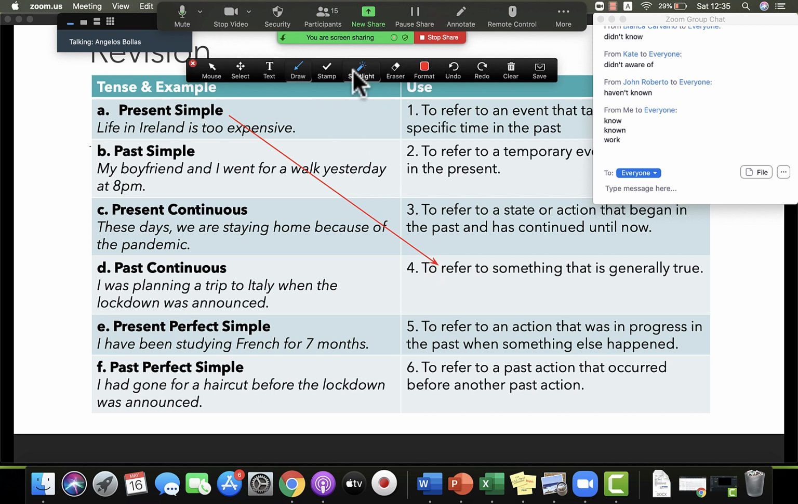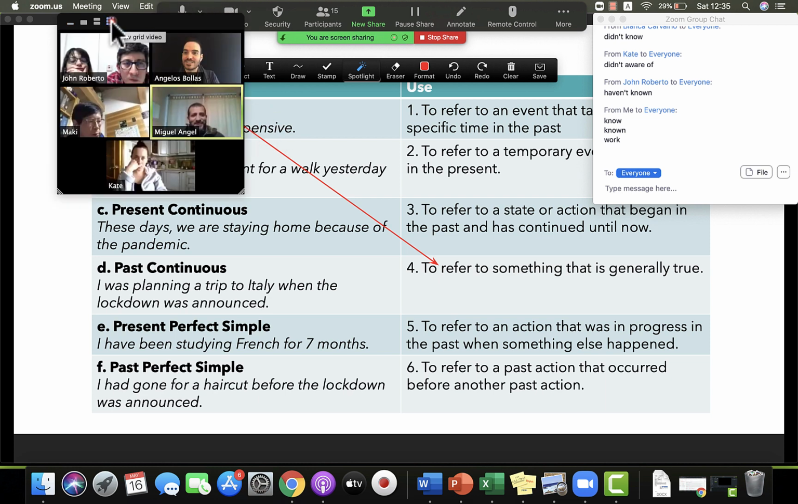Are you all based in Ireland now? No, not anymore. But you've been here before? Yeah. Well, you know then that this is generally true. It is quite expensive, huh? It's a fact.